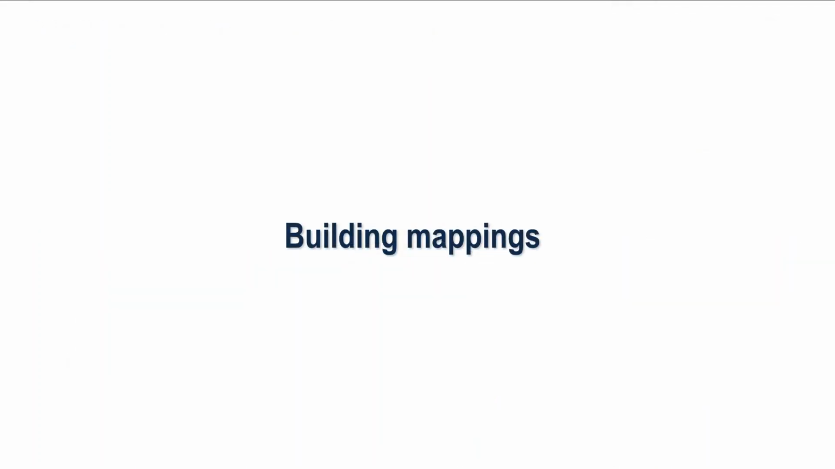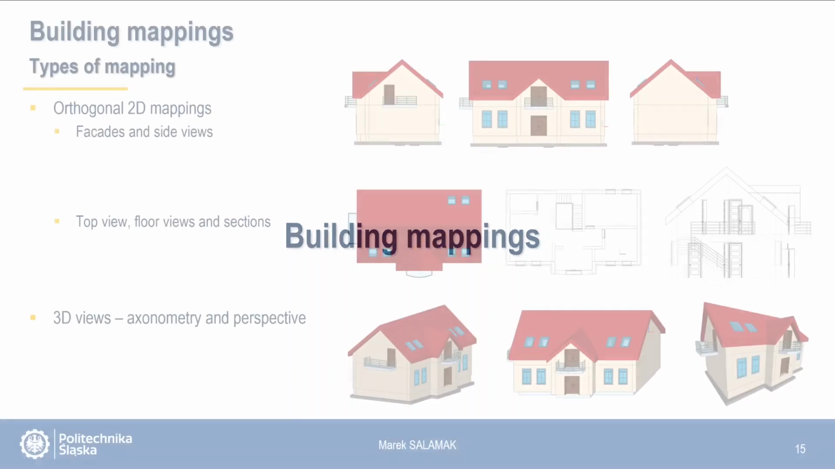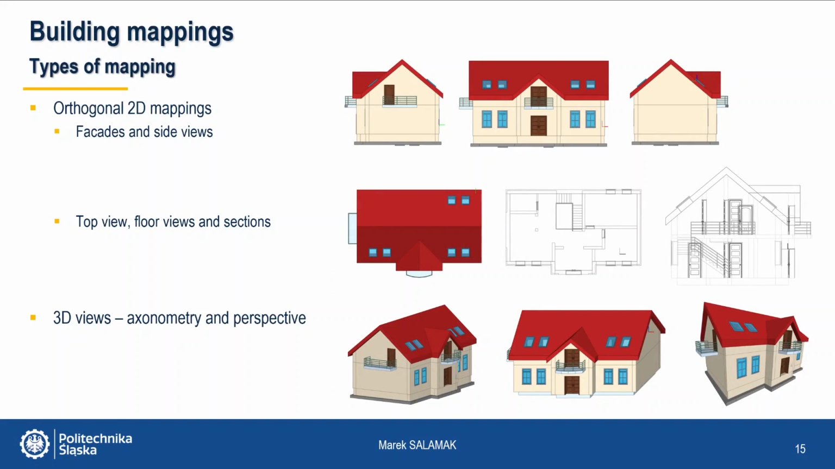Let's see now what the representation of the building looks like. In a construction drawing, a structural drawing, we most often use orthogonal projection. It allows us to present three-dimensional objects in two dimensions. It is a form of parallel projection where the view direction is perpendicular to the projection plane. There are flat projections and axonometric projections. Plans, sections, and elevations are the most common types of views in building design practice.